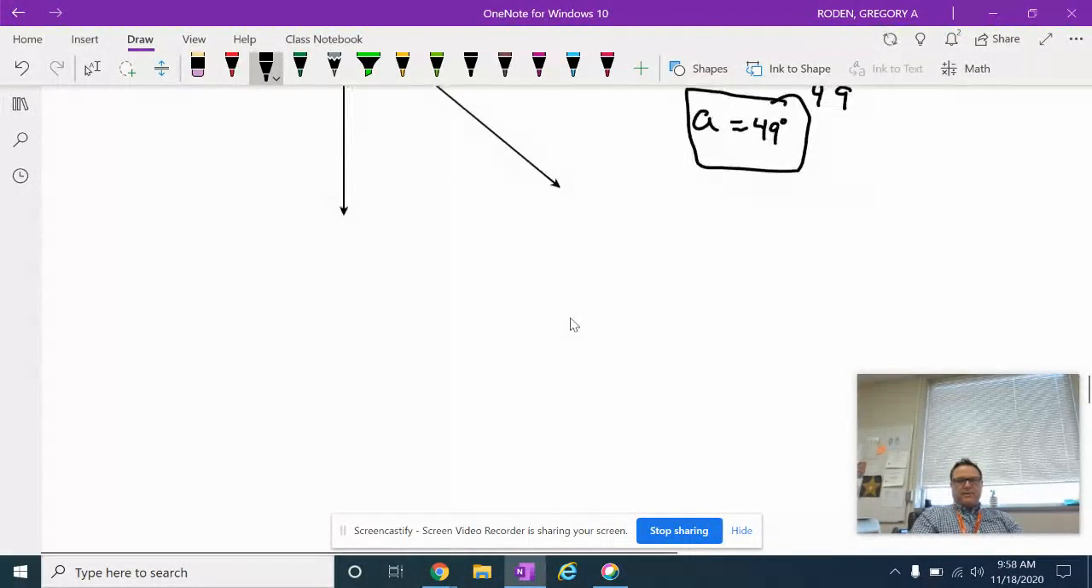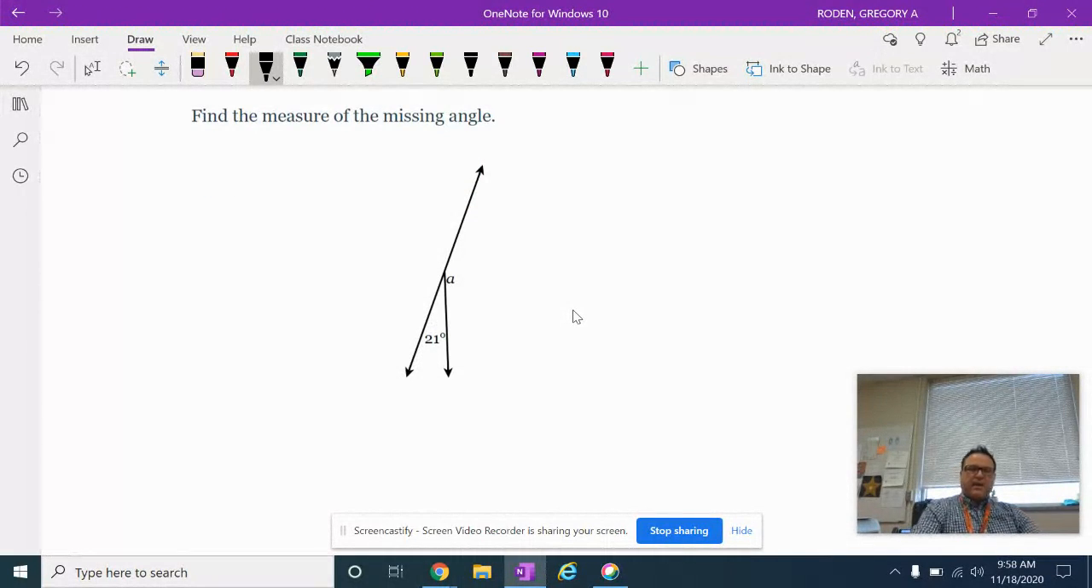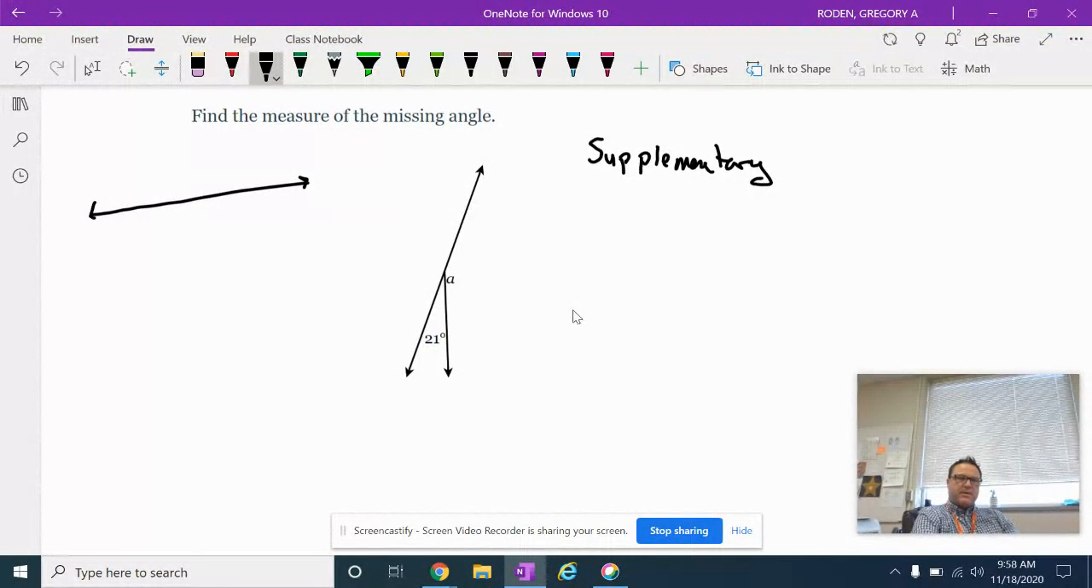Okay. And what else do we have here? Now we have what we call a supplementary example. What does supplementary mean? Supplementary means two angles that add up to 180 degrees, or in a straight line. Because remember, guys, we talked about this yesterday, when you have a straight line from here to here, that's 180 degrees. So if you go from here all the way around to here, that's 180 degrees. So two angles that add up to 180 degrees, we call them supplementary.